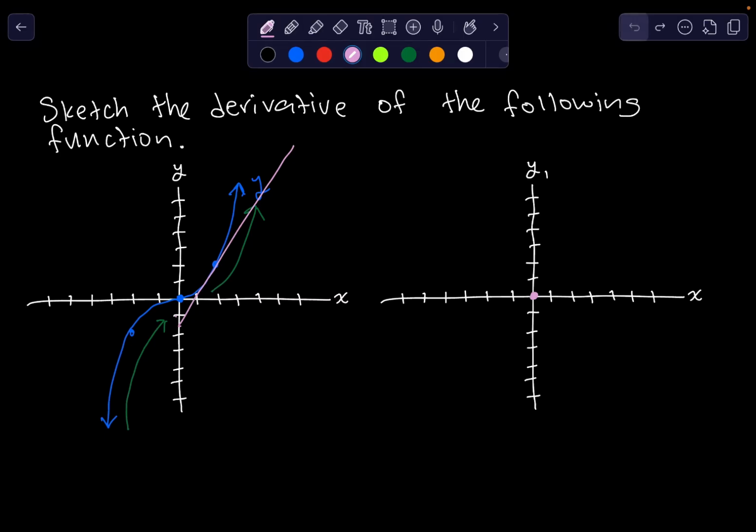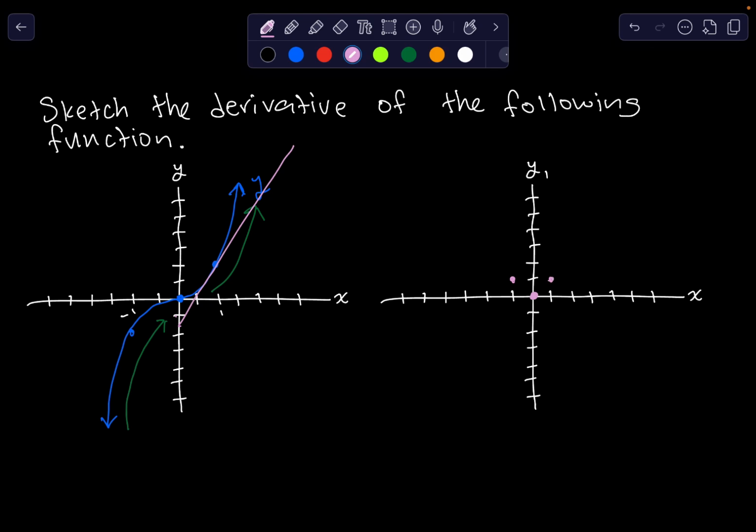So we know we're going to be positive there. And then let's just look at this point. Let's do a tangent line right there. We still have a positive tangent line, and it also looks like it has a slope of 1. So we know at both, let's say this was -1, and let's say this is +1, we have a positive derivative value. We have a positive slope, and they're both equal to 1. So we can detail that on our derivative graph, y prime.